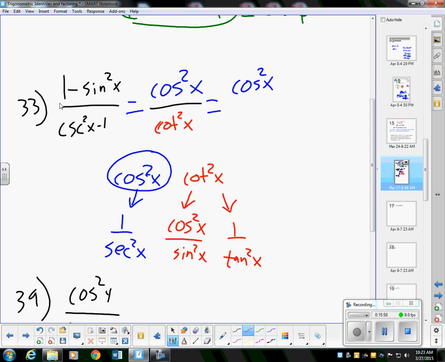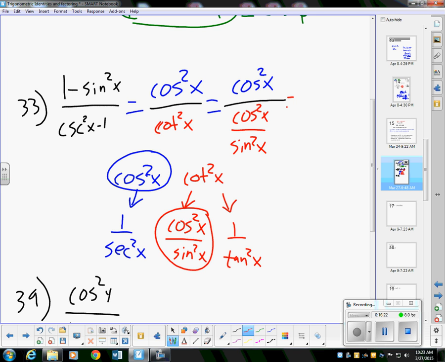And then what I'm going to do is I'm going to pull this one up, because I remember, since I'm dividing, I'm going to have to flip this part over. So what I have is cosine squared of x, and again, I'm thinking strategically. What I'm saying is I'm turning cotangent squared of x into cosine squared of x over sine squared of x.